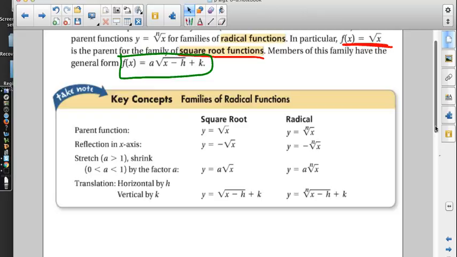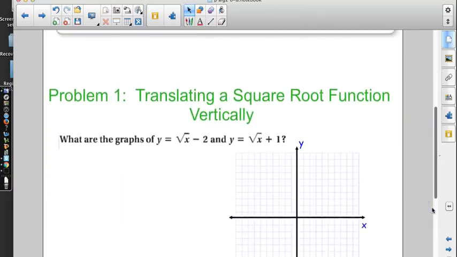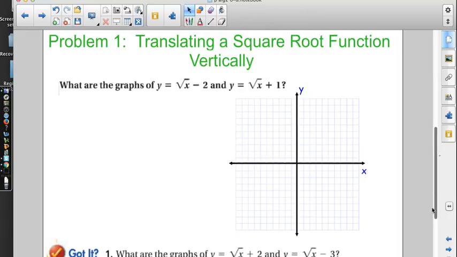All right, so right off the bat, we're going to talk about translating a square root function, translating this vertically. And it says, what are the graphs of y equals the square root of x minus 2 and y equals the square root of x plus 1?